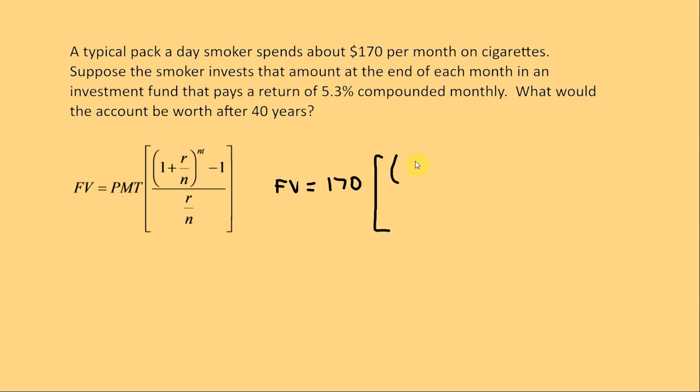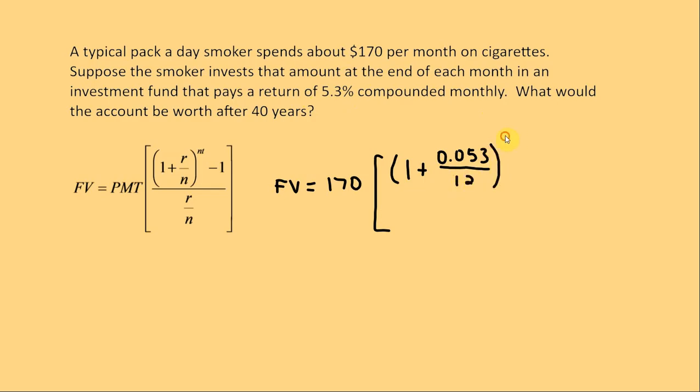And that's times 1 plus this rate is 5.3%. Again, we're going to change it to a decimal by moving 2 places to the left. So that would give us 0.053 divided by the number of times per year. This is compounded monthly, so that means it would be 12 times a year.